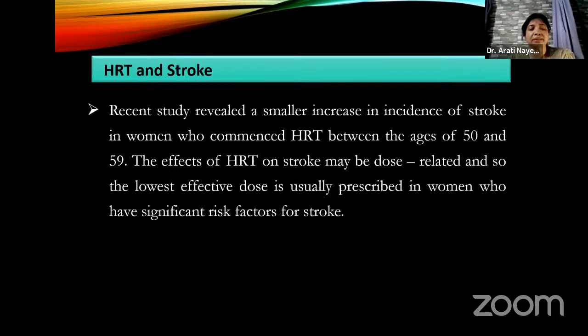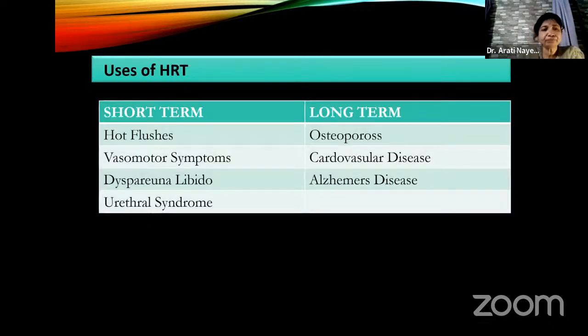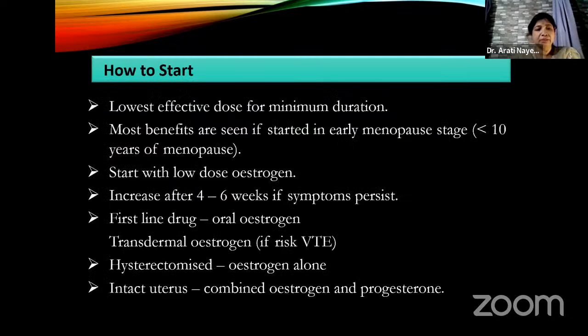HRT and stroke. A recent study revealed a smaller increase in the incidence of stroke in women who commence HRT between the ages of 50 and 59. The effects of HRT on stroke may be dose related, so the lowest effective dose is usually prescribed in women who have significant risk factors for stroke. The short-term uses of HRT are for hot flushes, vasomotor symptoms, dyspareunia, and urethral syndrome, and the long-term uses of HRT are for osteoporosis, Alzheimer's disease, and cardiovascular disease.